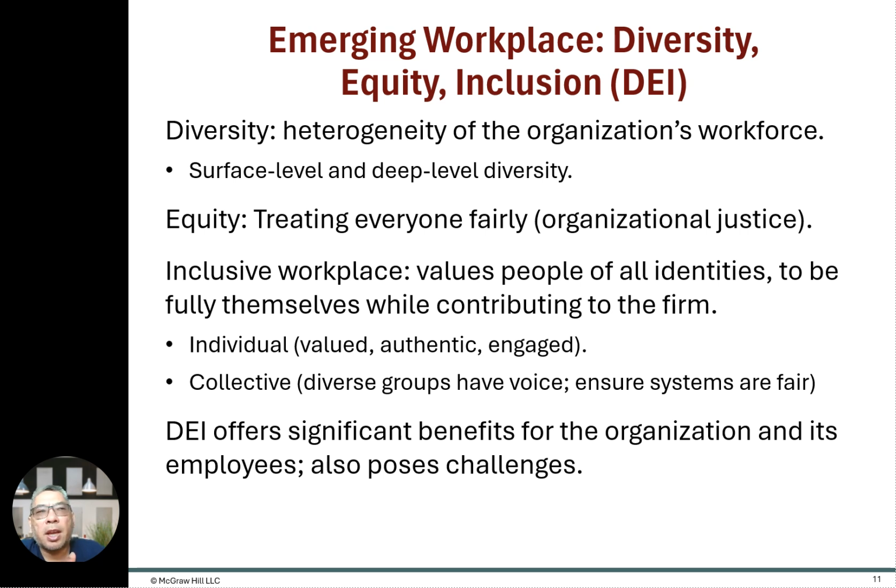Organizational injustice, for example. Equity means people with the same positions, regardless of color, regardless of gender, get the same kind of salary. For example, if a woman manager gets 100,000, the man also gets 100,000. This is a good example of equity. An inclusive workplace values people of all identities to be fully themselves while contributing to the firm, individually as well as collectively. DEI has significant benefits for the organization and its employees, and also poses challenges.